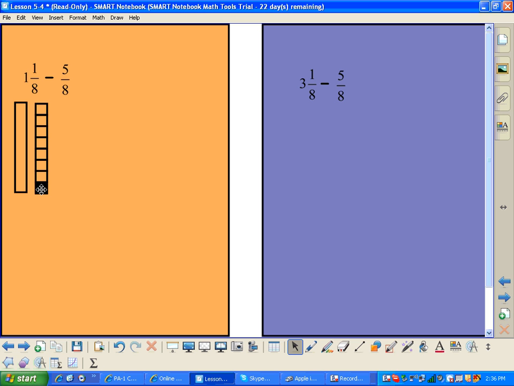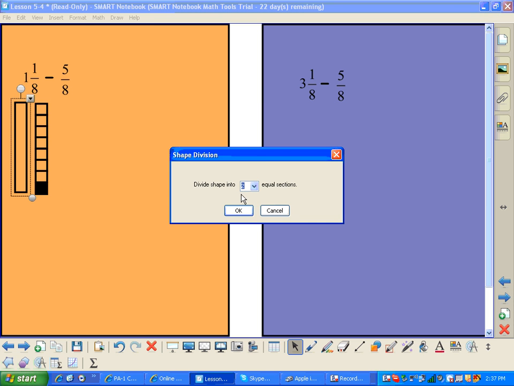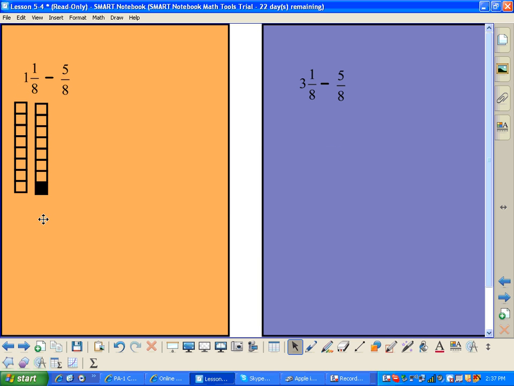Well, we only have this 1/8 box over here. That's the only thing we really have. So we cannot subtract 5/8. But what can we do? We can take this one whole now and divide it. We can exchange it now into 8/8. You see that?